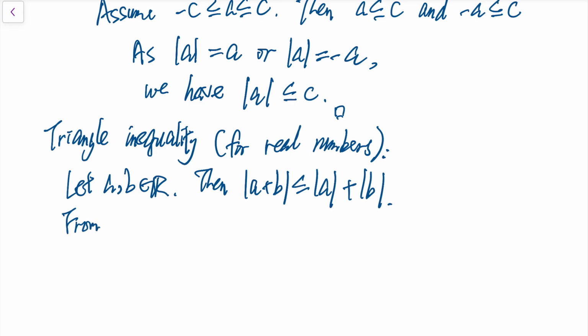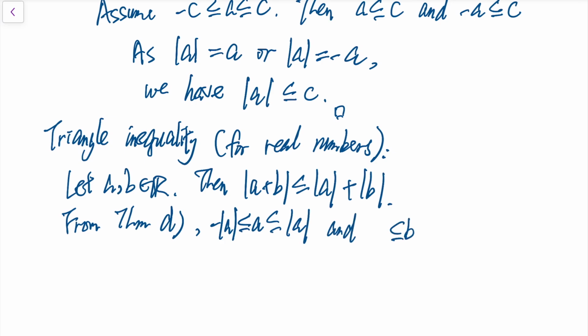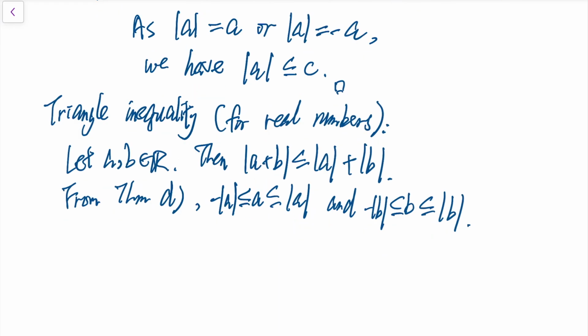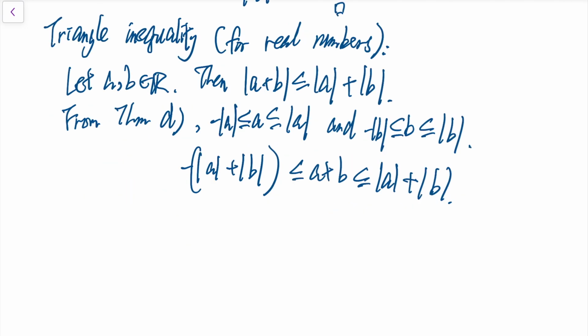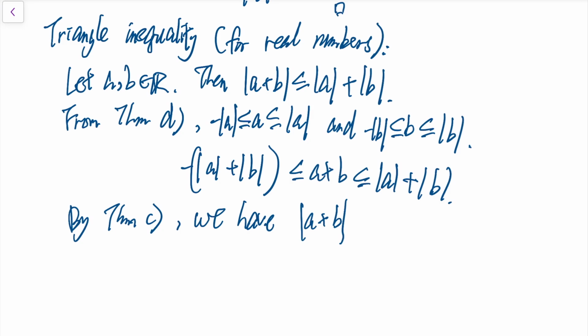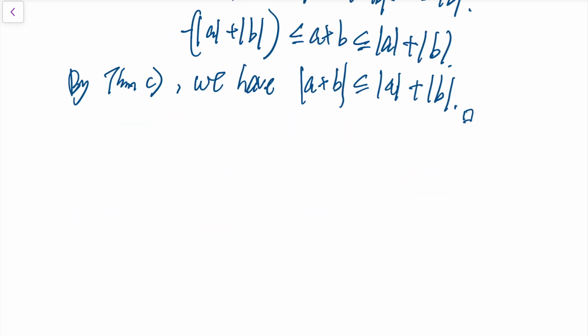From theorem D, A is bounded by negative absolute value of A and absolute value of A, and B is bounded by the absolute value of B with minus sign and the absolute value of B. By adding these two inequalities, we have, by theorem C, the absolute value of A plus B is smaller than or equal to the absolute value of A plus the absolute value of B. Now let's show the reverse triangle inequality.